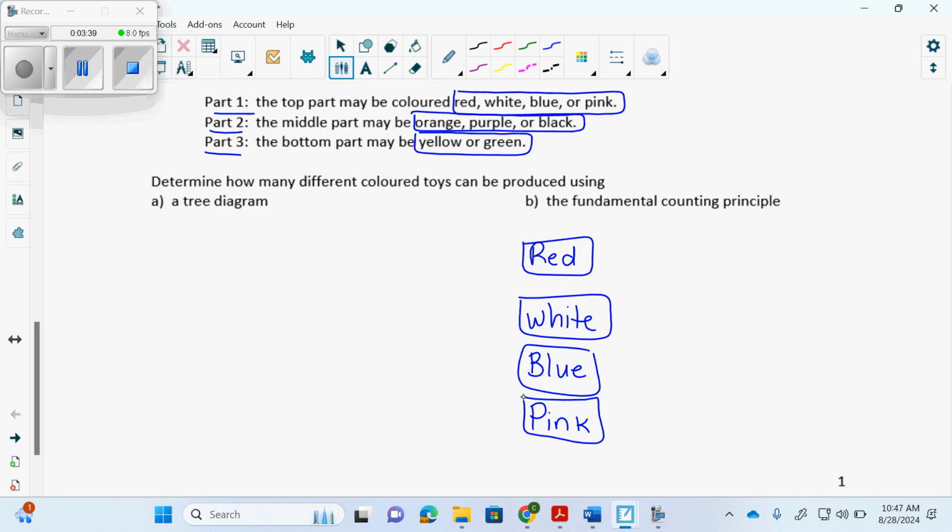Now, off of the red, we could have a red top, and then we could have a what in the middle? Orange, purple, or black, correct? So now by the red, put the orange and the purple and the black.